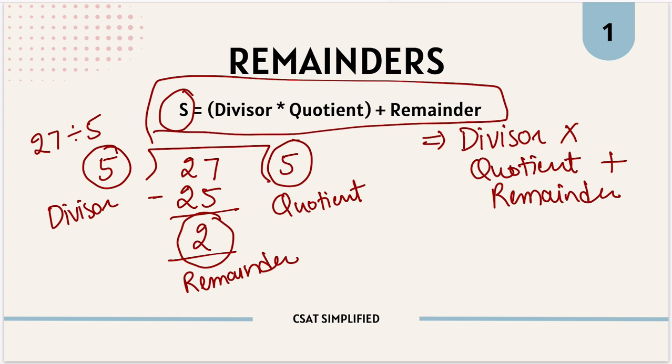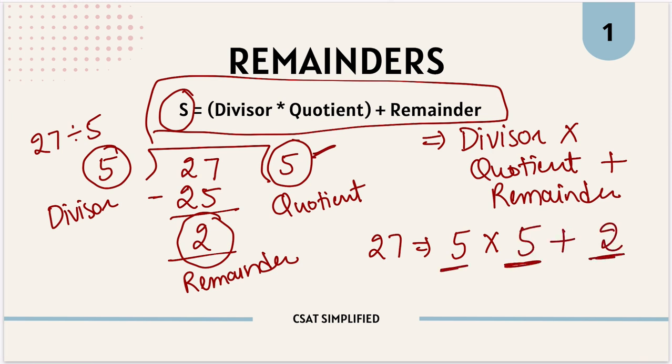Now, how can we say 27 is, what is the divisor? Divisor is the number we were dividing 27 with, that is 5. Multiply with the quotient. What was the quotient? Quotient was 5. So what we have got here is 5 times 5 plus remainder. Remainder is 2. So this is how you can break down a number into divisor, quotient and remainder. Correct? Moving on to the next part.